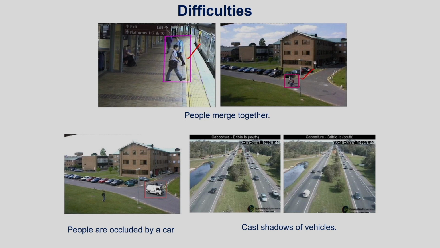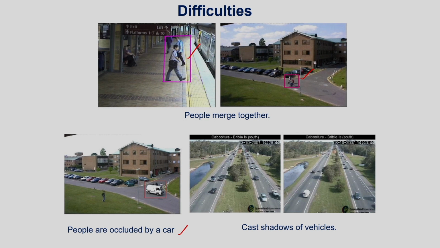In this case also the people merged together. In this case also we have to do the tracking, but it is a difficult situation. Next one is the people are occluded by a car, and that is also another example of the occlusion. So for a particular time maybe people are occluded by a car, then also we have to do the tracking. So this is one difficulty.